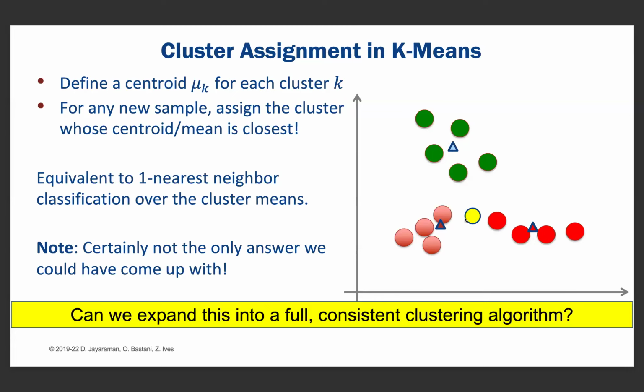When we get a new entry, we calculate the distance to the centroid from here, and from here. And obviously, if it's Euclidean distance, this yellow point will belong to this class. And it will, of course, also automatically move the centroid a little bit.